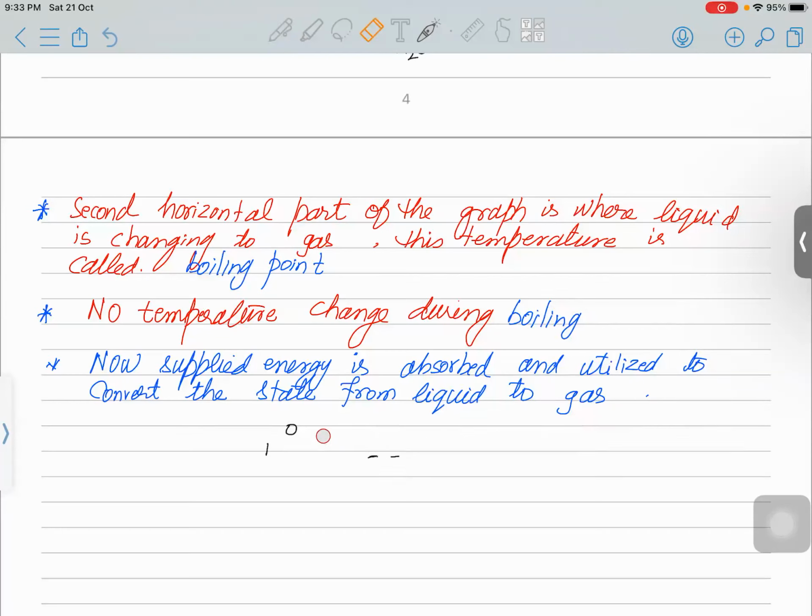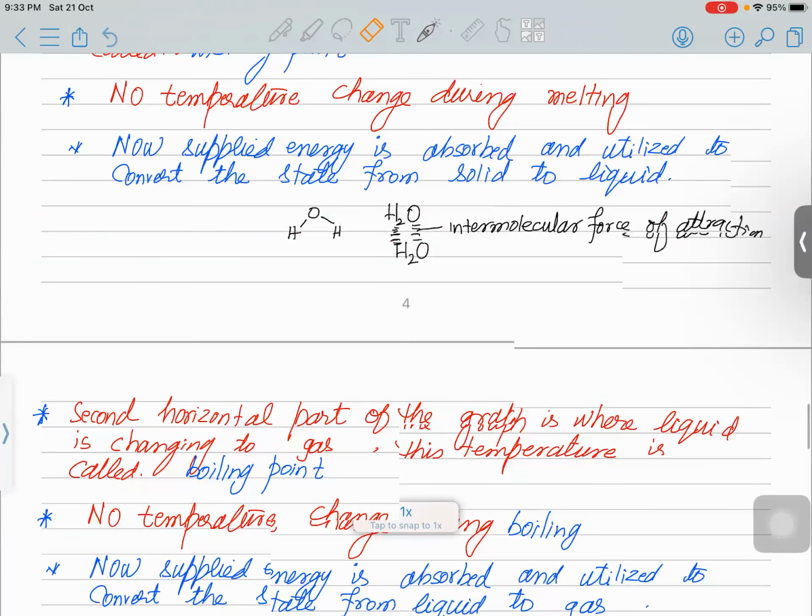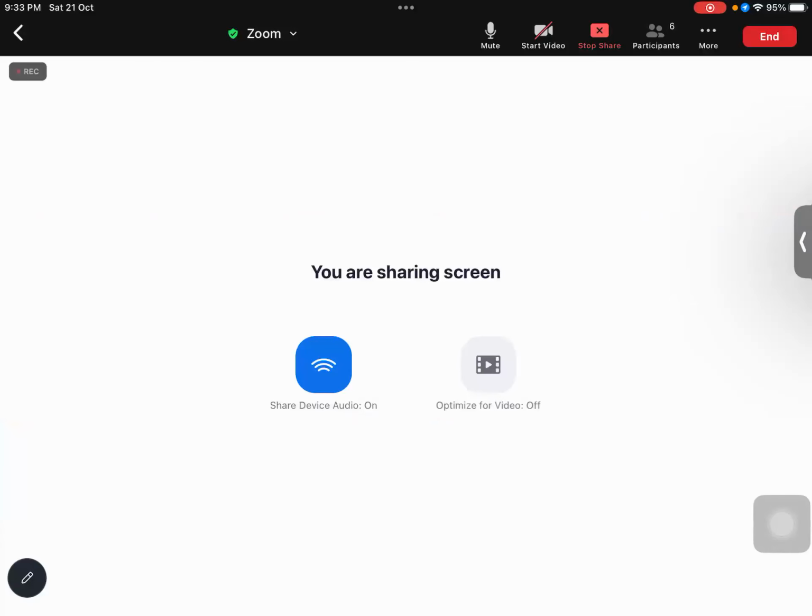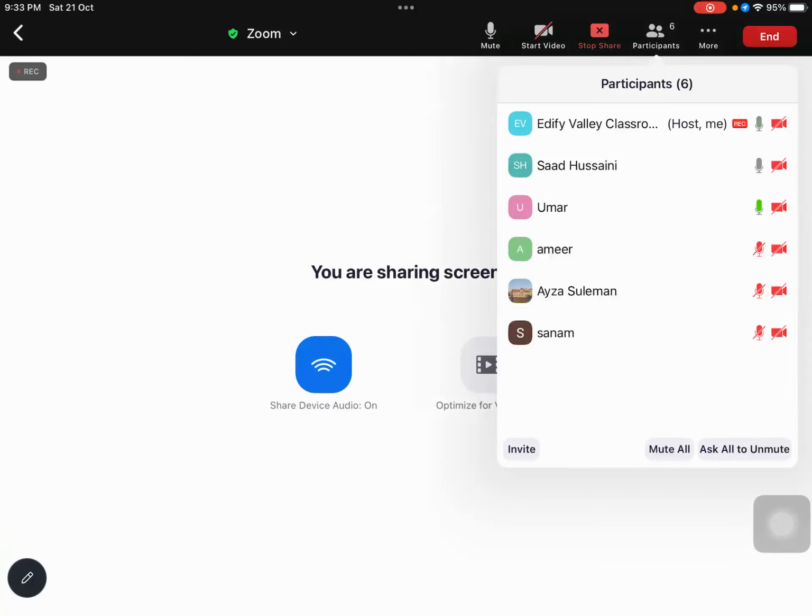Any question regarding the heating curve? No, sir. Yes, Ami, do you have any question? No, sir. Aiza? Beta, do you have any question? No, sir. Okay.